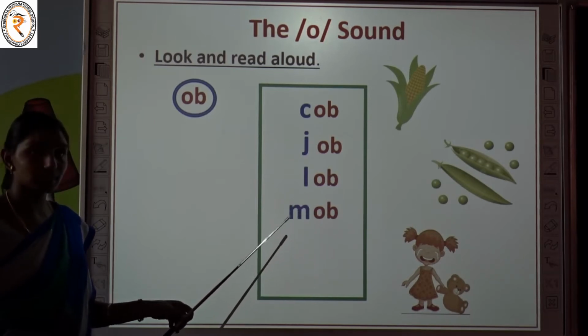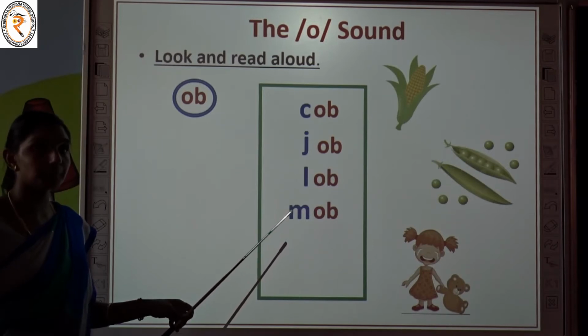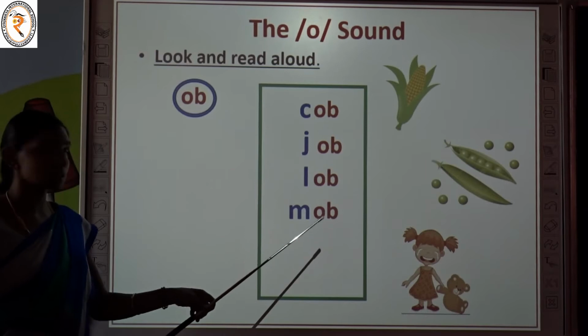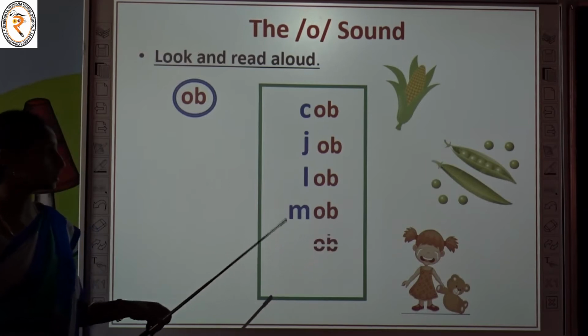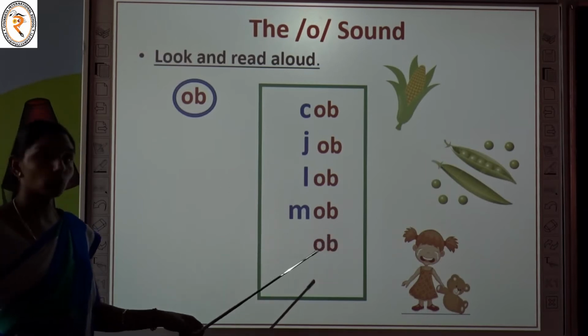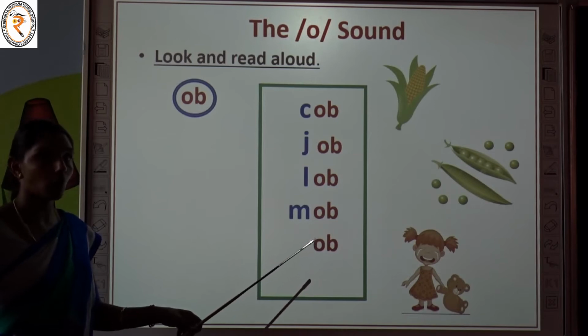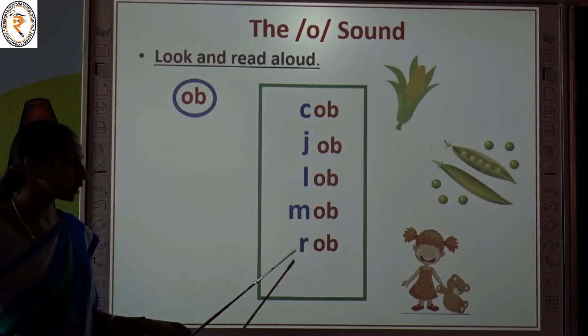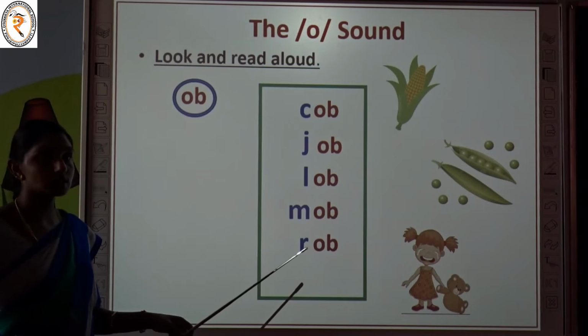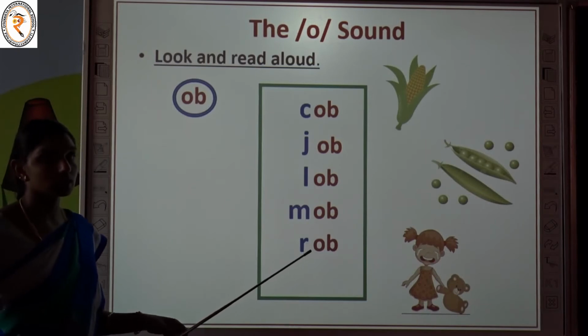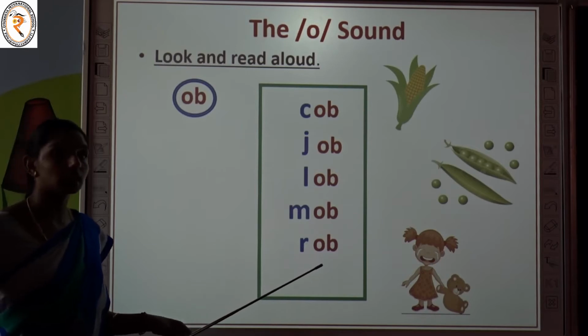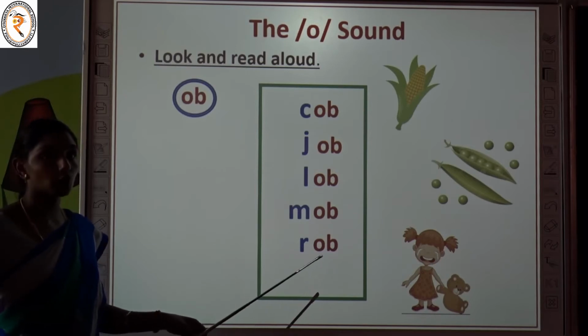The letter M is added too. What is the sound of the letter M? Can you tell? Im. Yes. Im plus ob, mob. Very good. Again we have OB. Ob. The letter R is added to it. What is the sound of the letter R? Can you tell me? Ir. Ir plus ob, rob.